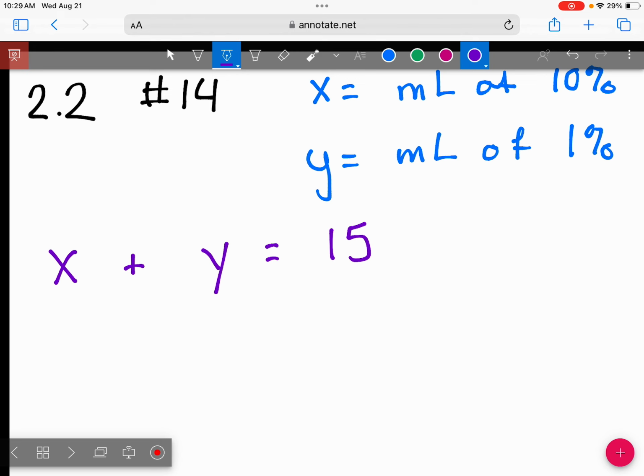So we're looking at the active ingredient. So this is our total number of milliliters. Our next piece we're going to look at is our active ingredient. We need to wind up with a solution that has 2% active ingredient. What's our instinct on this one?